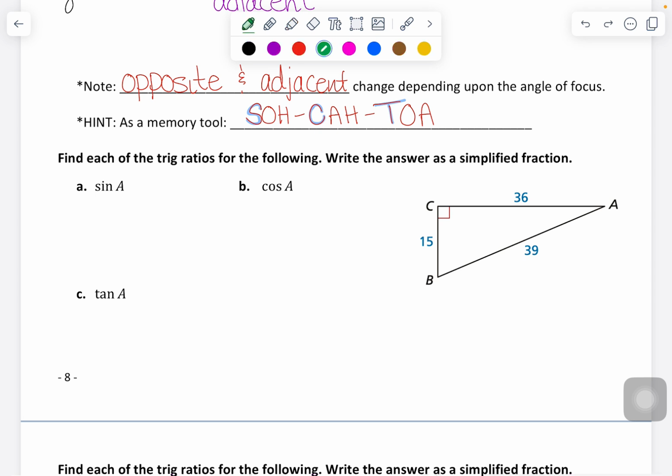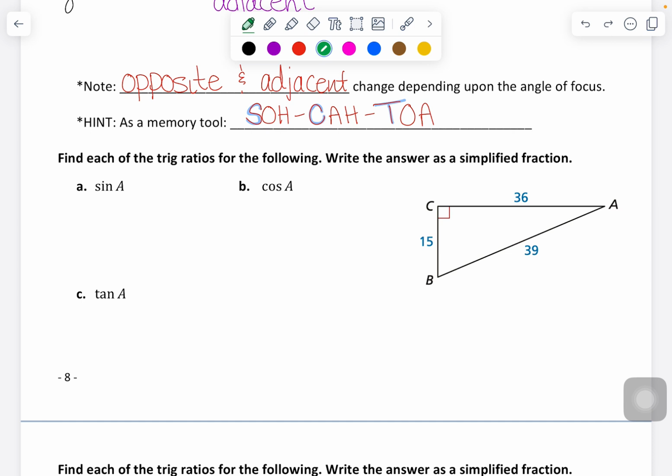Today, when it comes to working with our trig, we are going to focus on writing these ratios, just making these fractions. Nothing above and beyond that today. Our focus is these fractions because we have to get them down pat. Okay, so find each of the trig ratios for the following. Write the answer as a simplified fraction. Generally speaking, trig very rarely has a ratio that's equal to decimals. It works with decimals, but we just don't do it. We work with fractions, and there's a reason for that.